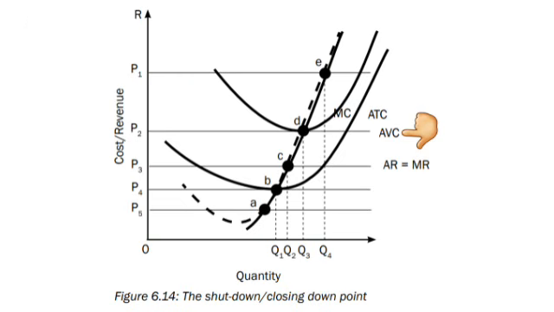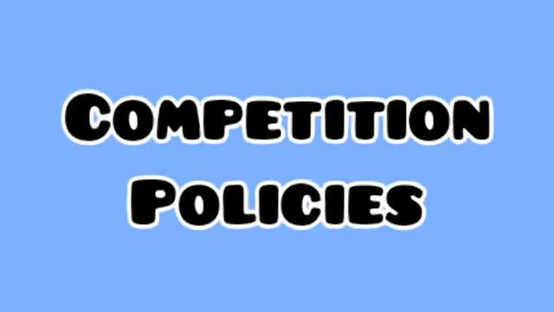So this graph is a good representation of what a firm that needs to shut down looks like, because its average variable cost is above the point at which it's making its average revenue. So we are making average revenue at point C. Point C is the price at P3 and quantity Q2. That's giving me my average revenue. But my cost is all the way at P2 and Q3. And that means the firm needs to shut down.